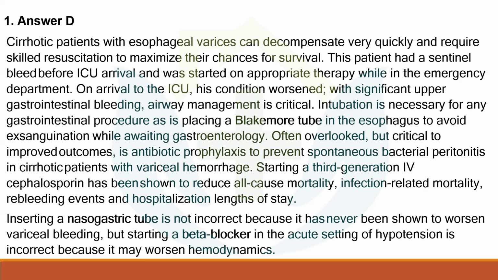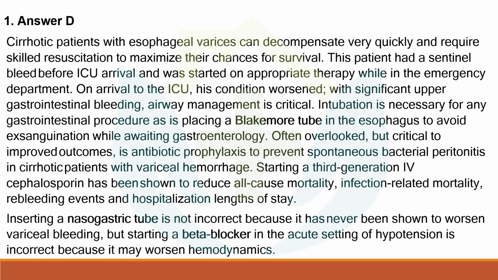Often overlooked but critical to improved outcomes is antibiotic prophylaxis to prevent SBP in cirrhotic patients with variceal hemorrhages. Starting a third generation IV cephalosporin has been shown to reduce all cause mortality, infection related mortality, rebleeding events, and hospitalization lengths of stay. So the third most important part of this question was the antibiotic, which has to be started even if you don't suspect an infection, because there may be an infection and it may be an SBP.